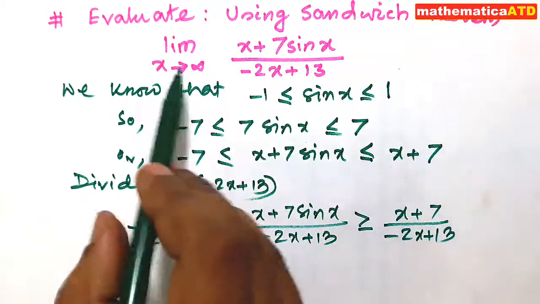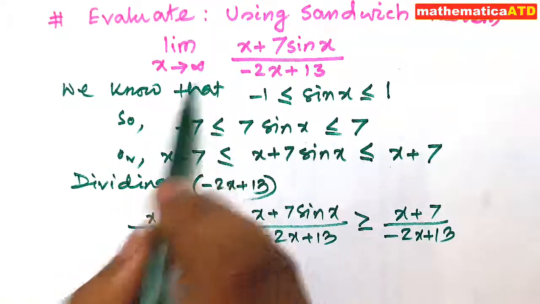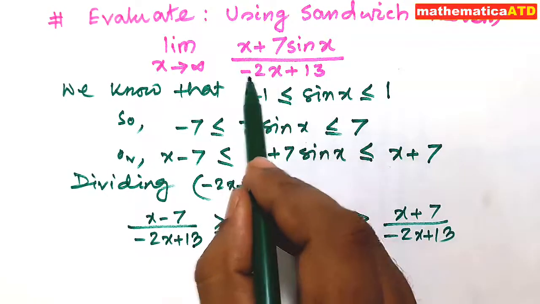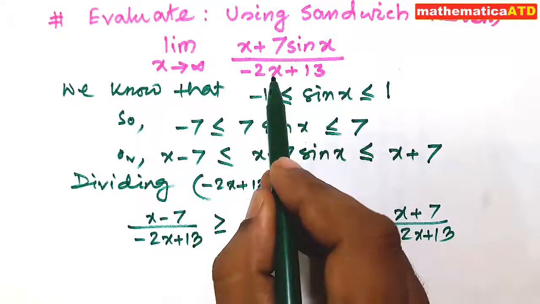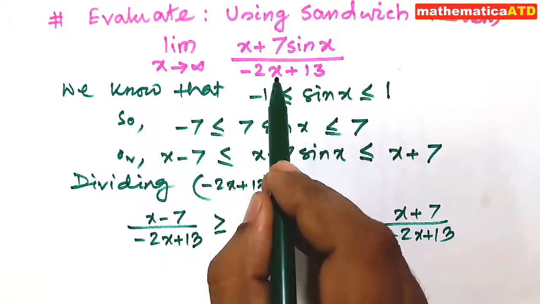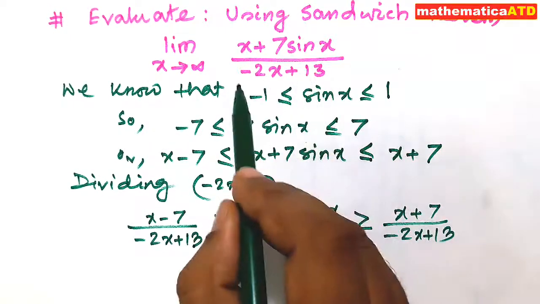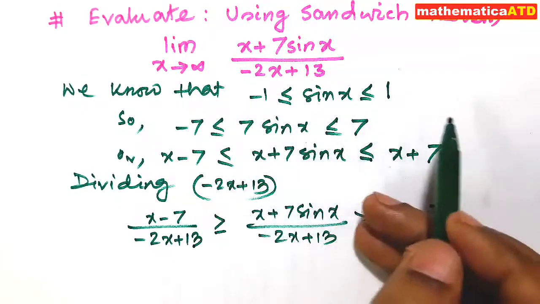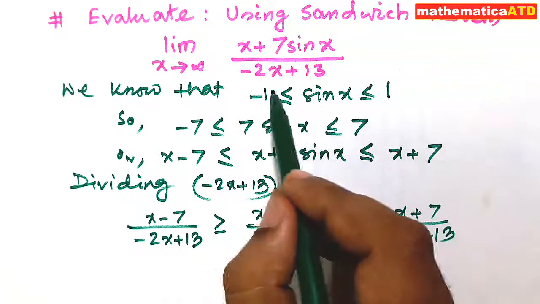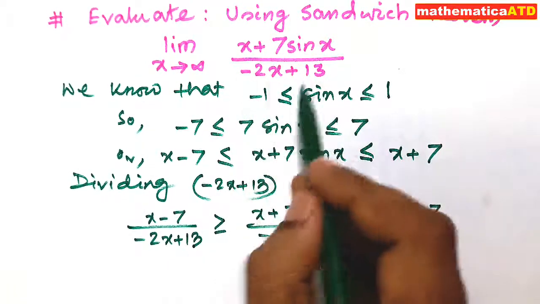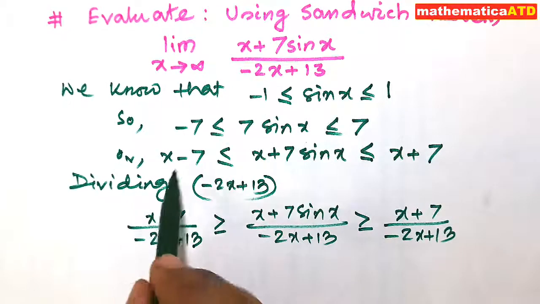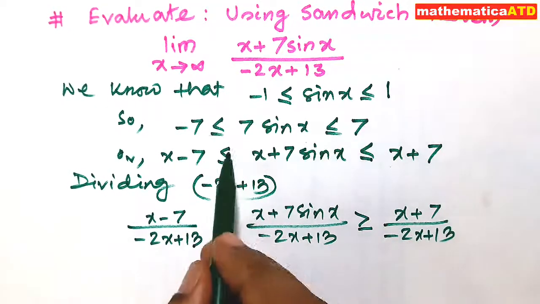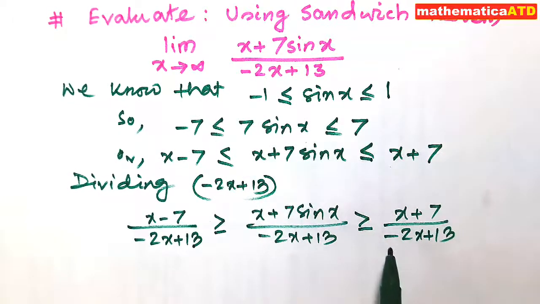Now see what happens when x tends to infinity, x is tending to a large quantity. Minus 2 times a large number plus 13, obviously this is a negative quantity. Minus 2x plus 13 will tend to a huge, large negative quantity. So when you divide by a negative quantity in the inequation, obviously the inequality sign will be changed, isn't it?